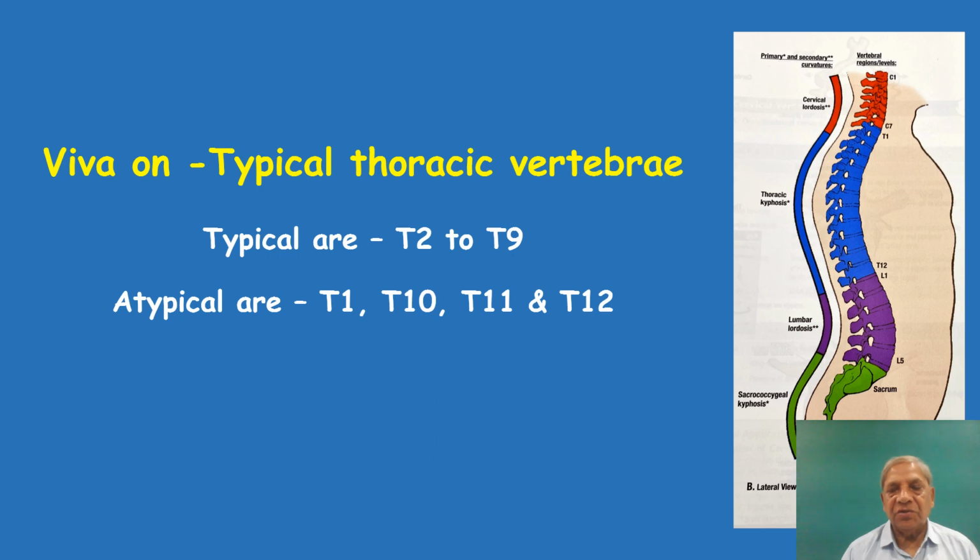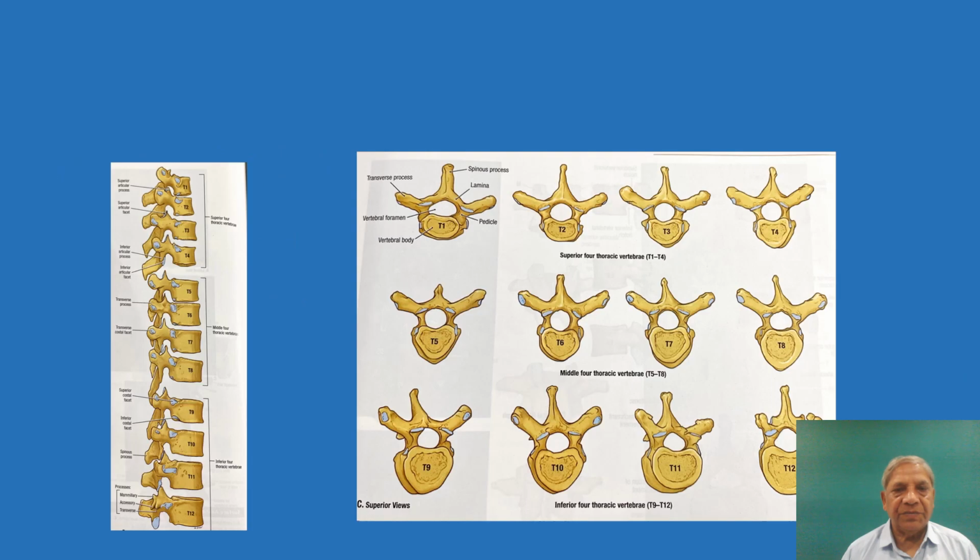And then naturally the question will be, which are the typical thoracic vertebrae? You tell him or her that the typical thoracic vertebrae are from T2 to T9. Similarly, the atypical vertebrae are T1, T10, T11 and T12, because their features are different. But in this video I am going to tell you only about the features of a typical vertebra and the questions related to a typical thoracic vertebra.